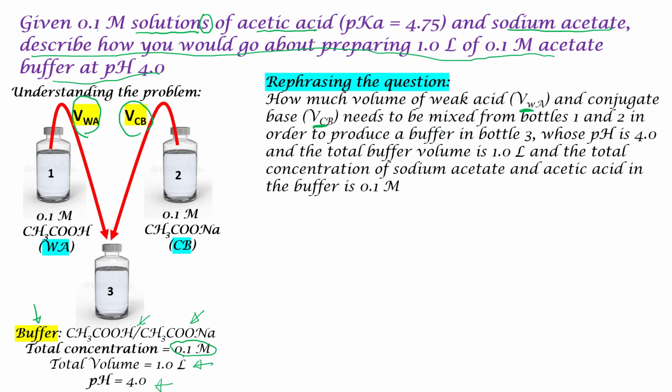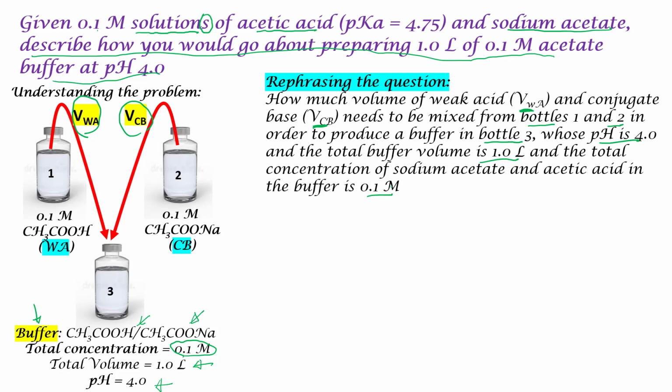How much of these needs to be mixed from bottle 1 and bottle 2 in order to produce a buffer in bottle 3 whose pH is going to be 4, and whose total volume is going to be 1 liter, and when you combine the concentrations of both, the total concentration has to be 0.1 molar. Okay, so that's the question.